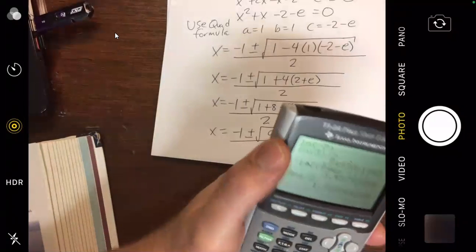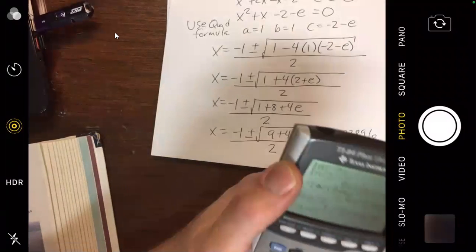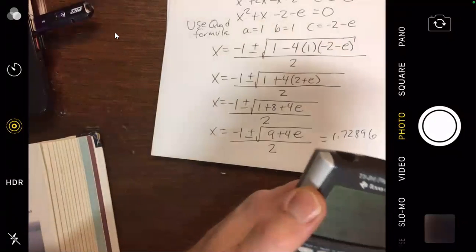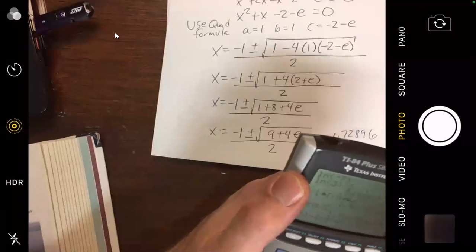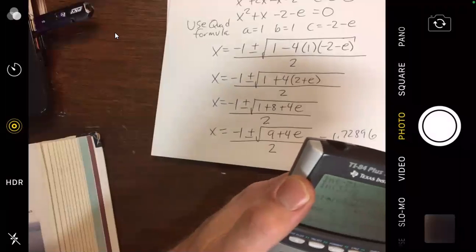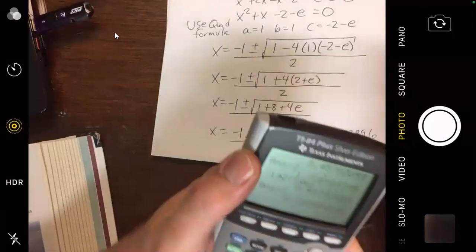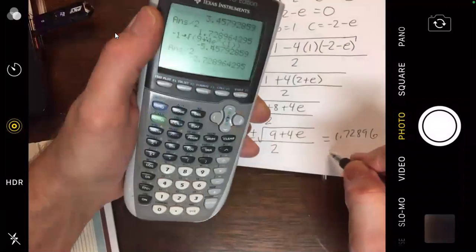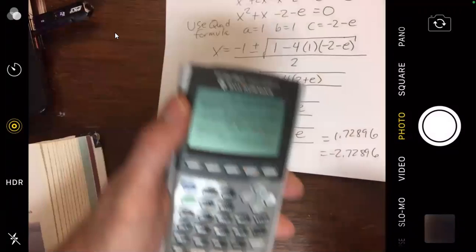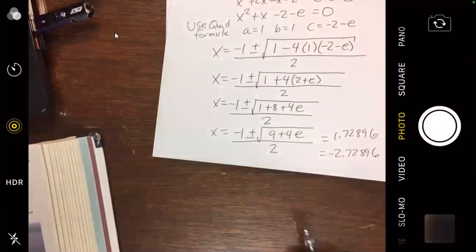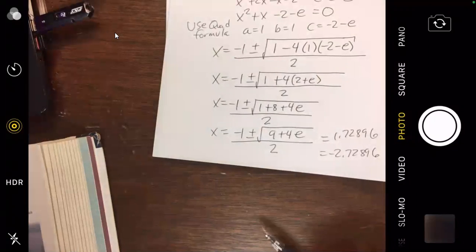And you can go negative 1 minus square root of 9 plus 4 e to the 1, and divide that by 2, and you're at negative 2.72896. So yeah, a little nasty one. Didn't work out real clean.